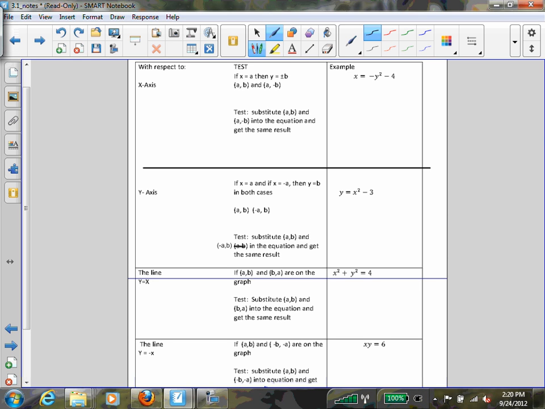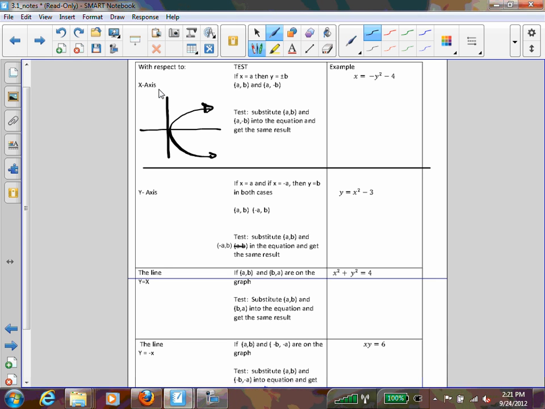So, if we want to have it with respect to the x-axis, if something is symmetric to the x-axis, then this would be something that would be, if I fold it along the x-axis, the top will fold directly onto the bottom. That means it's symmetric. Okay? So, for one x value, I get a positive y value and a negative y value.